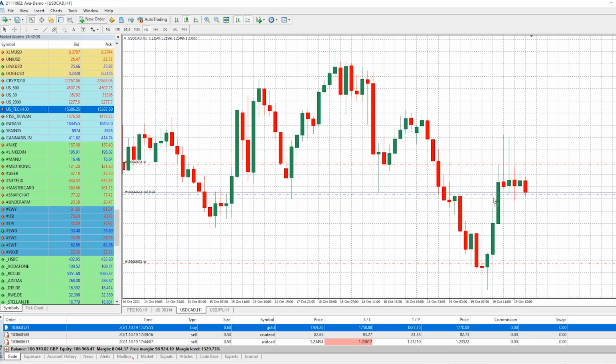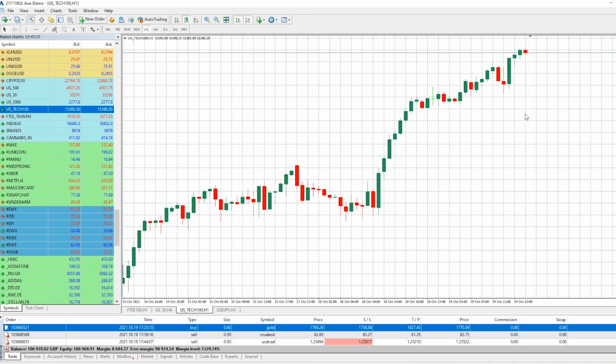US Tech 100, otherwise known as the NASDAQ. We're looking at the NASDAQ uptrend, right? We already saw the uptrend. We know why. Fear is down, etc.